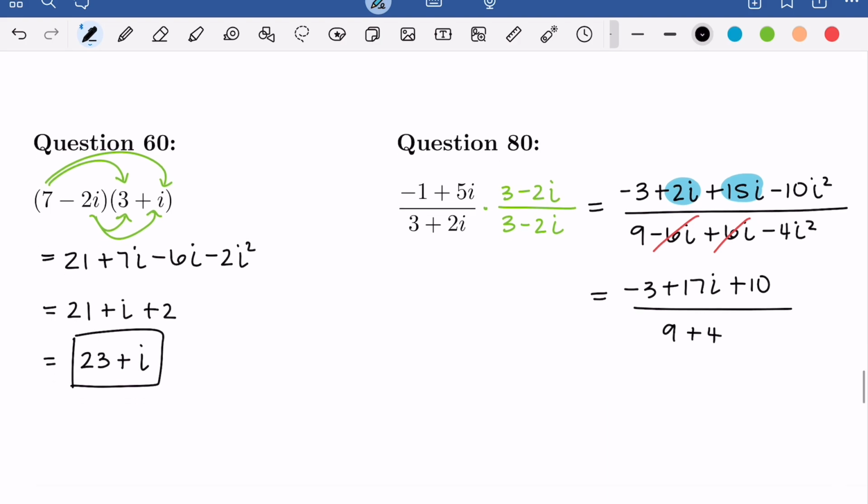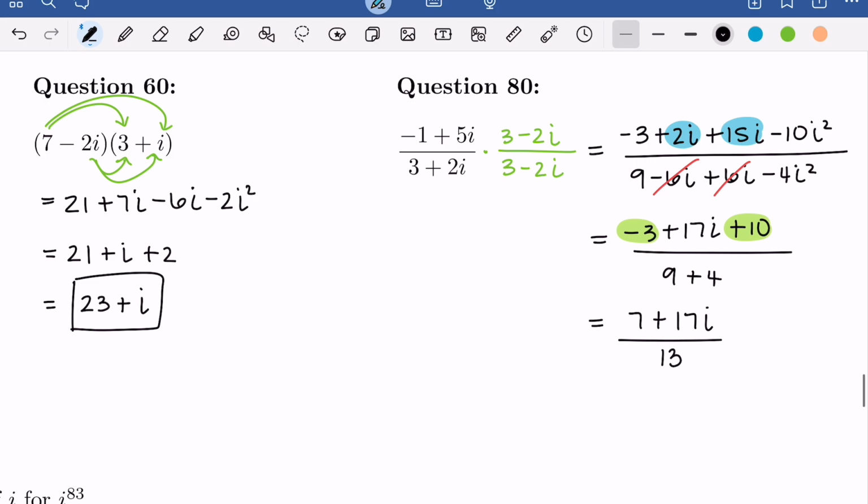So we can combine like terms in the numerator here. We have two real parts, so this is going to end up being 7 plus 17i in the numerator. And in the denominator, we have 13. So writing this as a complex number in standard form, we're going to have our real part plus our imaginary part here. So this would be our final answer for this one.